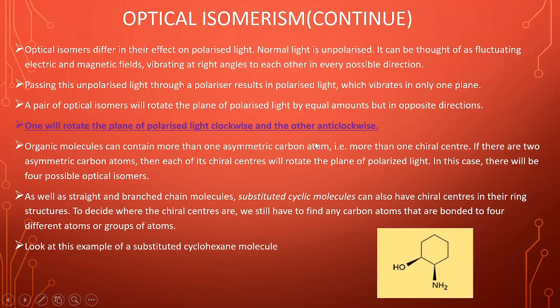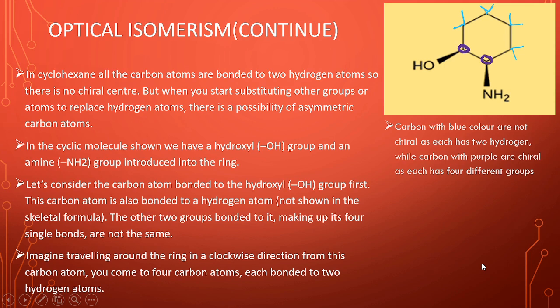rotates it anti-clockwise. As well as straight and branched molecules, substituted cyclic molecules can also have chiral centers in their ring. To decide where the chiral centers are, we still have to find any carbon atoms that are bonded to four different atoms or groups of atoms. Look at this example of a substituted cyclohexane molecule. You can see here the two hydrogens, so it is not chiral.